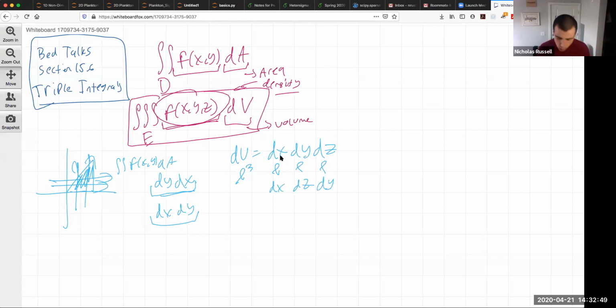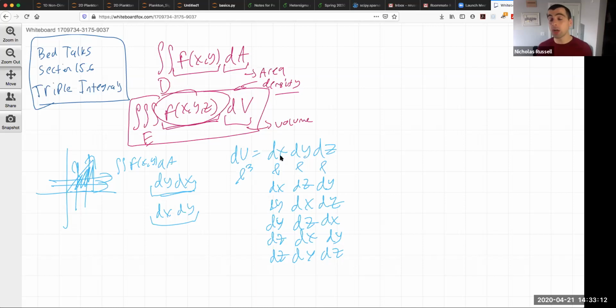I could take the integral with respect to x, then y, then z. I could do it with respect to x, then z, then y. I could do it with respect to y first, and I have a couple different options there. And then I could do it with respect to z first, and I have two options there. So I have all these options, 6 different options that I could do this for.